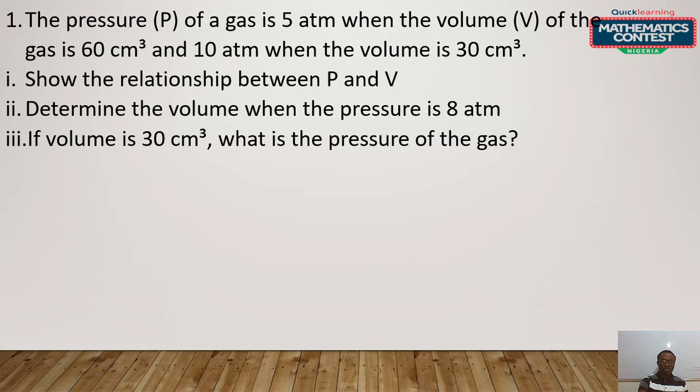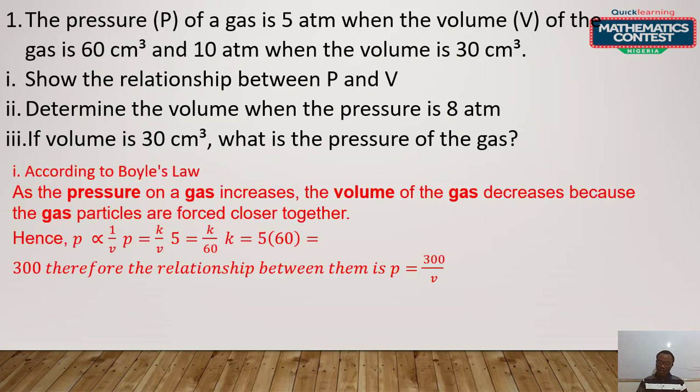Now to get the relationship between P and V, for some of us who don't really have a science background, there's what we call Boyle's law from science. You don't actually need to know the law, just the relationship. The relationship between pressure and volume is that as the pressure of a gas increases, the volume of the gas decreases. This is Boyle's law. So in other words, this is an inverse variation.